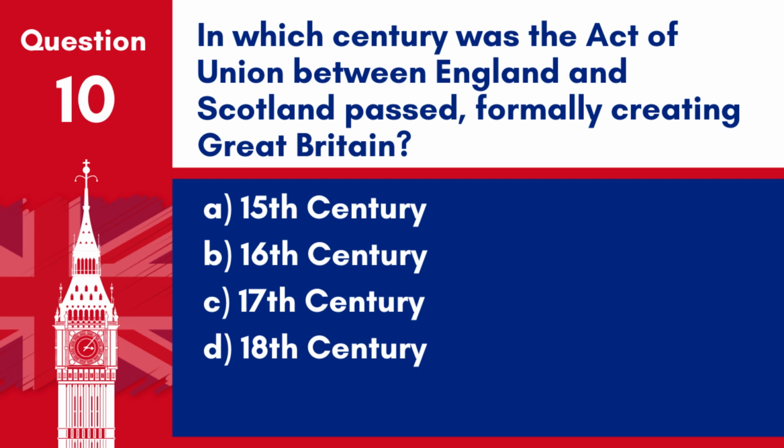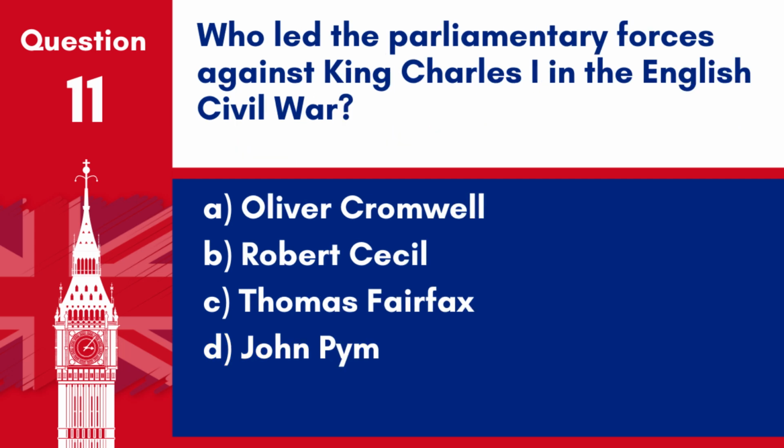In which century was the Act of Union between England and Scotland passed, formally creating Great Britain? A. 15th century. B. 16th century. C. 17th century. D. 18th century. Answer: D. 18th century. The Act of Union between England and Scotland was passed in 1707, formally creating Great Britain in the 18th century. Question 11.